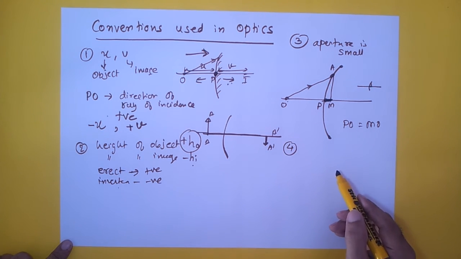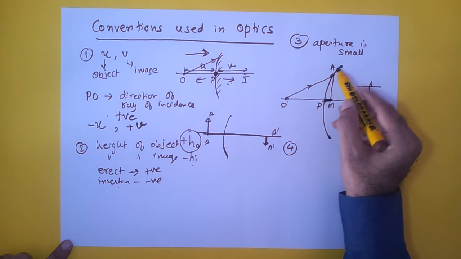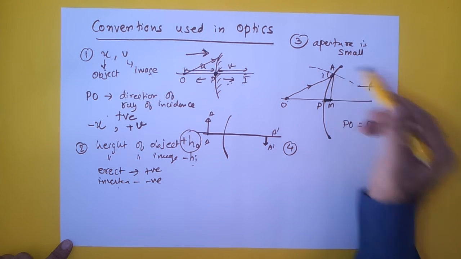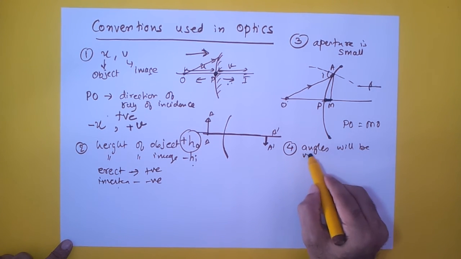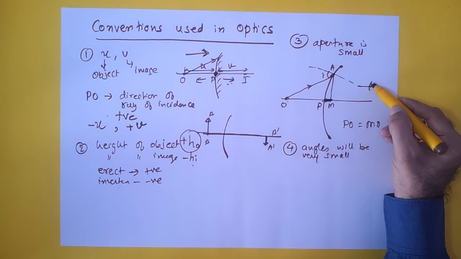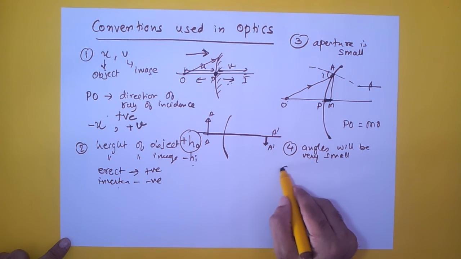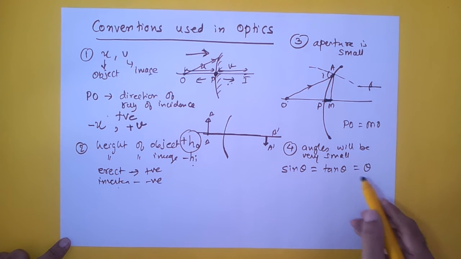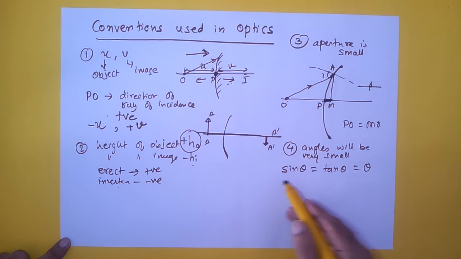Fourth, generally the angles that we come across, say for example, the angle of incidence in this case, so this would be the normal and this would be the angle of incidence, will be very small. That's an assumption we are making, and because the lenses or mirrors are extremely small in size, the angles would also be very, very small. And if the angles are very, very small, then we take sine theta equal to tan theta equal to theta, where theta is of course the relevant angle, angle of incidence or angle of refraction or any other angle. We'll take these as equal.